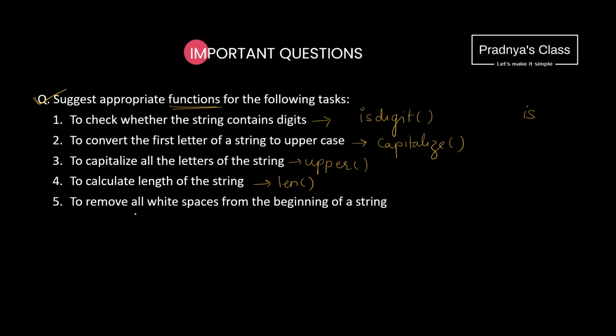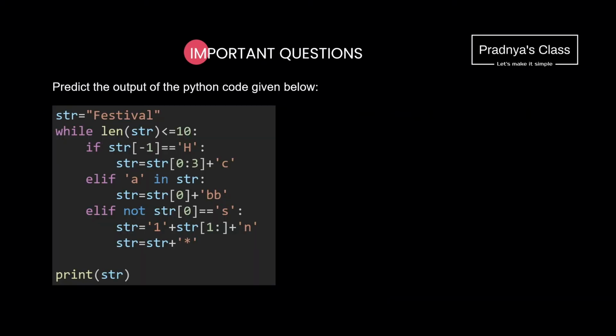Look at the fifth one. To remove all white spaces from the beginning of the string. To remove spaces we have 3 different functions: rstrip, lstrip and strip. But to remove the spaces from the beginning of the string we can use lstrip function, which will remove the space from the left hand side. It means the beginning of the string.